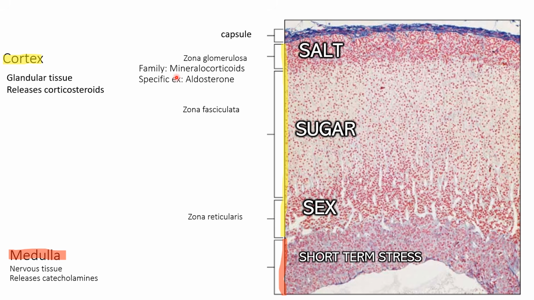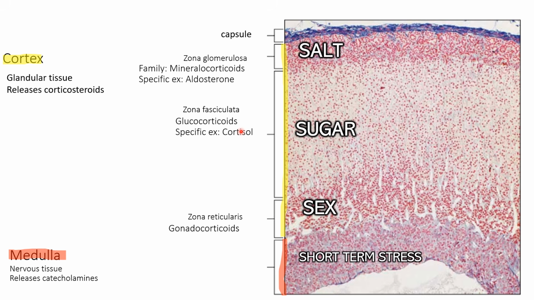So that is going to be the pattern for the other two, and take note that all the families end in corticoid. So you have mineralocorticoids for salt, glucocorticoids for sugar, and the specific example of a glucocorticoid is cortisol. More on that in just a second.